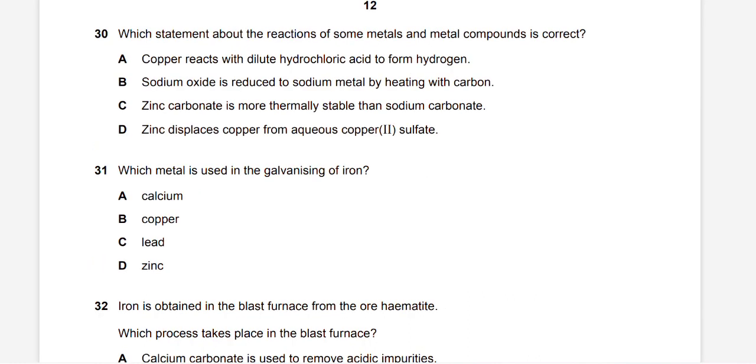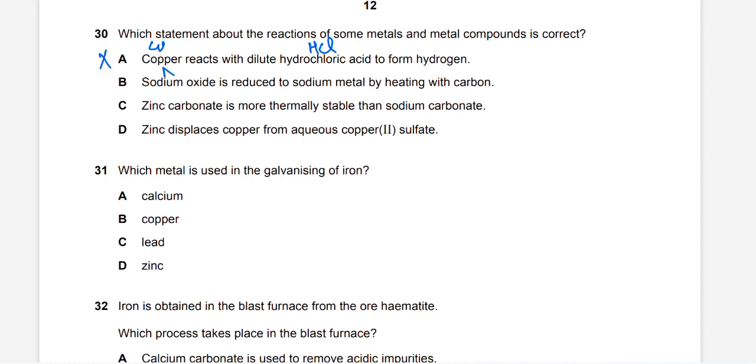Okay. Question number 30. Which statement about the reactions of some metals with metal compounds is correct? Copper reacts with dilute hydrochloric acid. Hydrochloric acid, HCl, is not a metal compound. Both are non-metals. This is a metal, but this is not a metal compound. This is a covalent compound made of non-metals. Hydrogen is a non-metal, chlorine is also a non-metal.